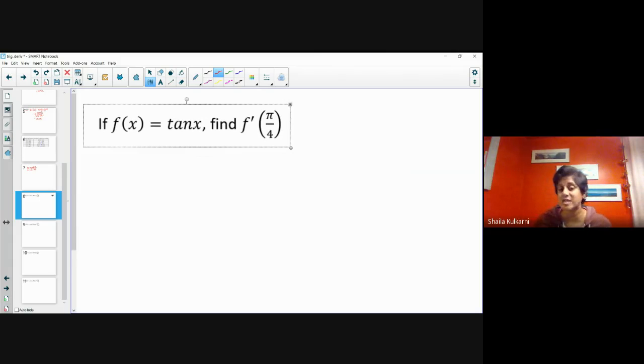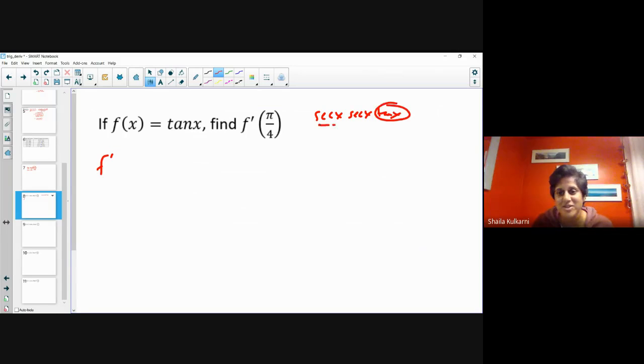It says f of x is tangent x, find f prime of pi over 4. So f prime means find the derivative. The derivative of tangent is secant squared. So we're going to say that the derivative is secant squared x. And if you would like to just write secant x squared, that's also fine too.